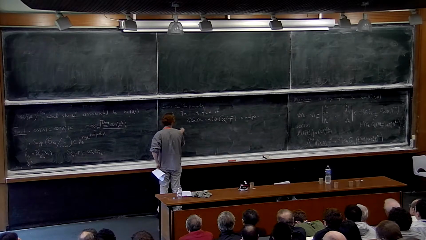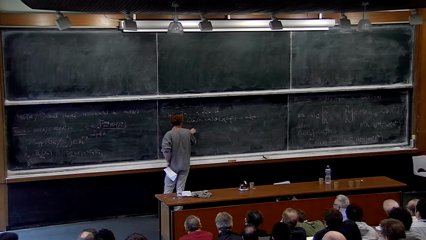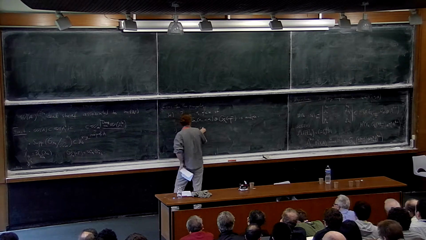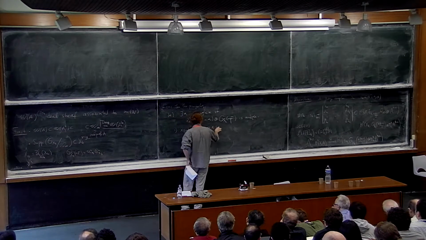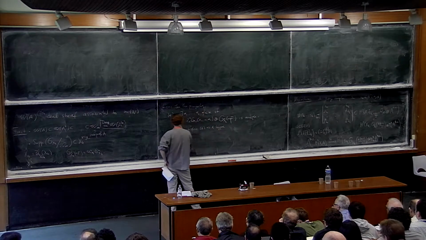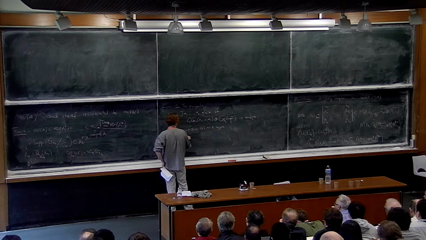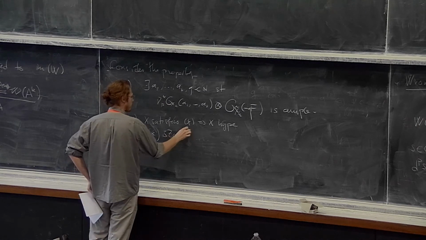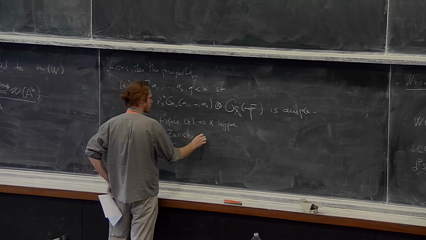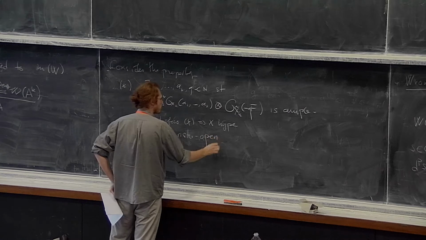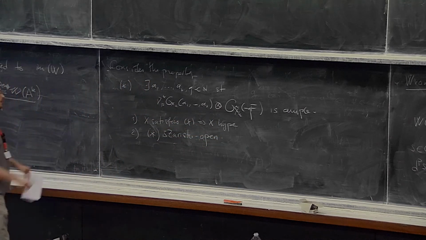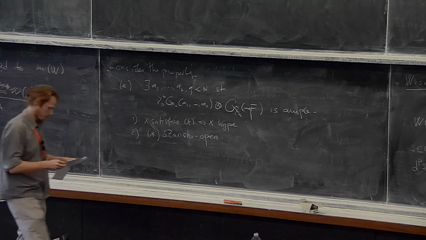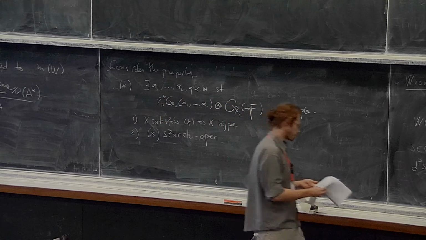So this property satisfies two things. First, if X satisfies star, it implies that X is hyperbolic. And the second thing is that star is a Zariski open property. Zariski openness just follows from the Zariski openness of ampleness. So there's really nothing mysterious here.